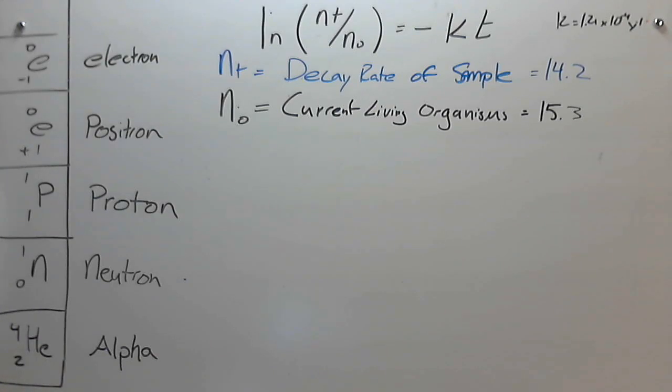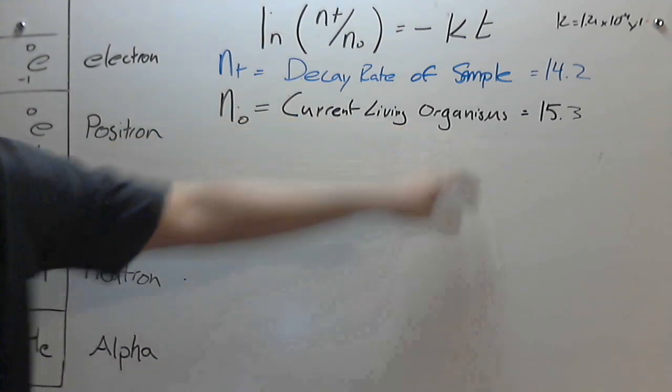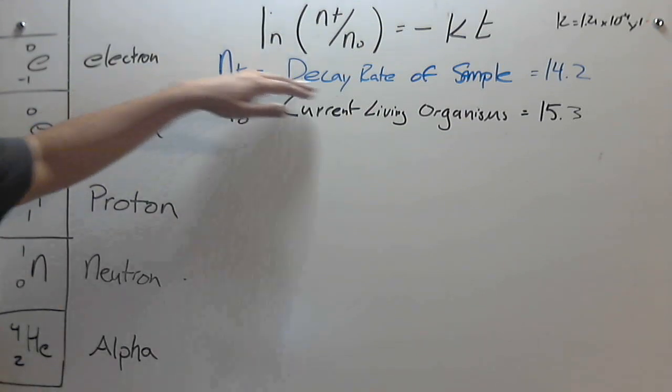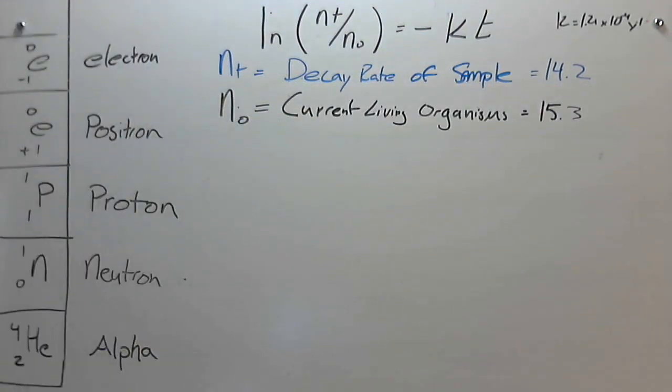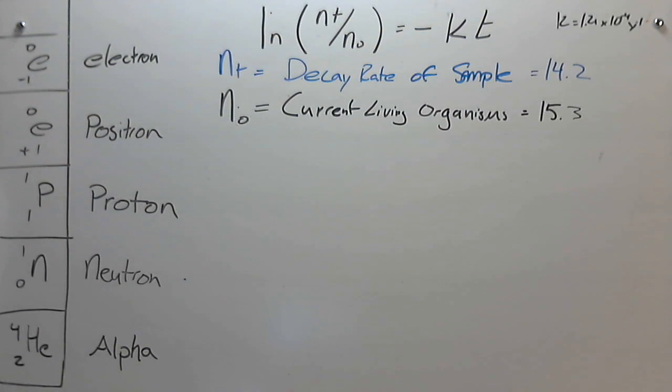Alright guys, so we're gonna do number 5 together. Let's go ahead and look for certain things I want you to be aware of. We're gonna look for things like decay rate of sample and things that say current living organisms. Let's go ahead and read number 4. We're gonna go in the mid part of the first sentence. On a sample of the shroud of Turin showed a carbon-14 decay rate of 14.2. Let's go to number 5. Predict the age of the shroud if currently living organisms show a decay rate of 15.3.